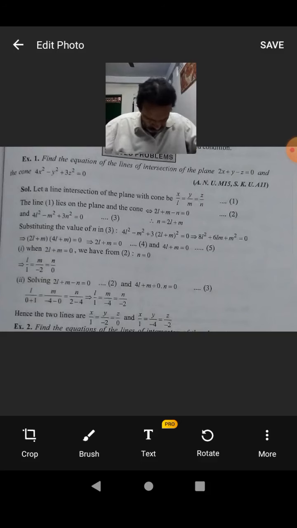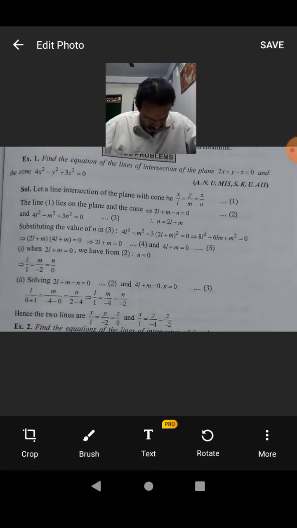Similarly, from 2l plus m minus n is equal to 0, with 4l plus m is equal to 0, you get n is equal to minus 2l. Finally, you have l by 1 is equal to m by minus 4 is equal to n by minus 2.